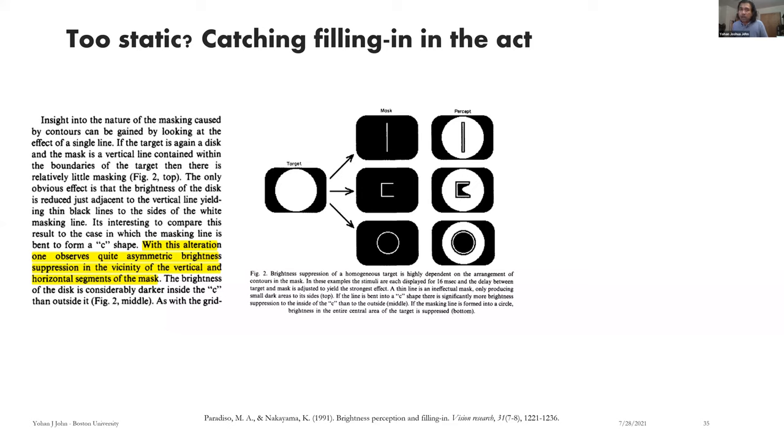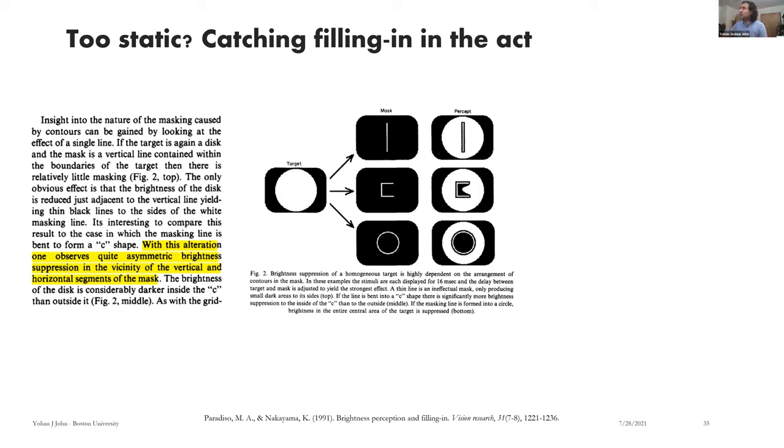So the target is always this bright patch. And then if you have a mask, which is a line in the middle, what you see is a little bit of a dip in the brightness in the middle. If you have this C-shaped mask, the brightness dips in a way that looks very much like the shadow of the mask, if you consider the flow of filling in happening from the outside. It takes a few moments to kind of get what that flow looks like. But imagine that there's a uniform circle coming in from the outside and it hits the boundary. What happens at the boundary?